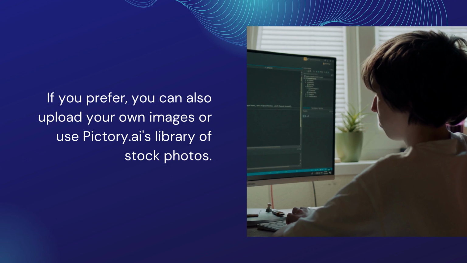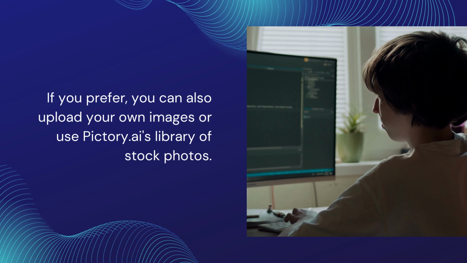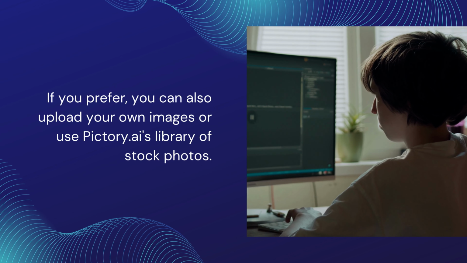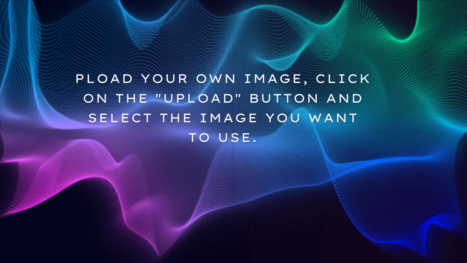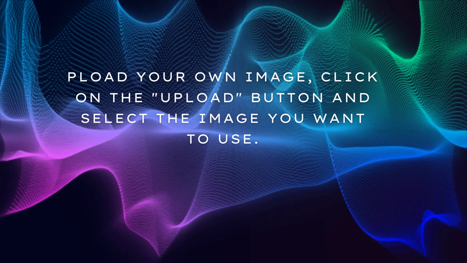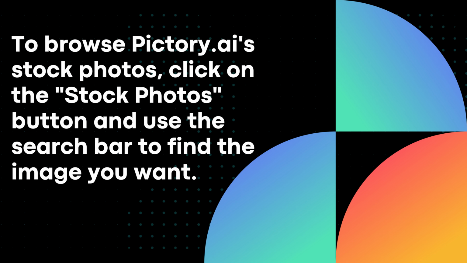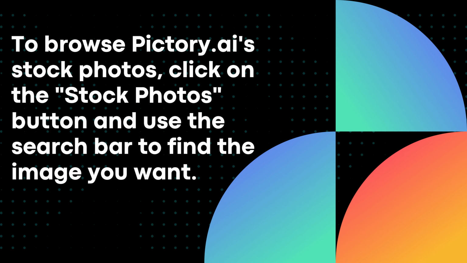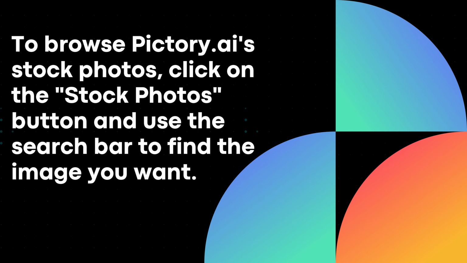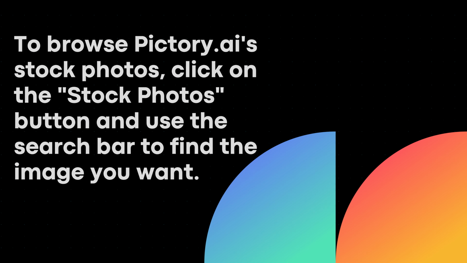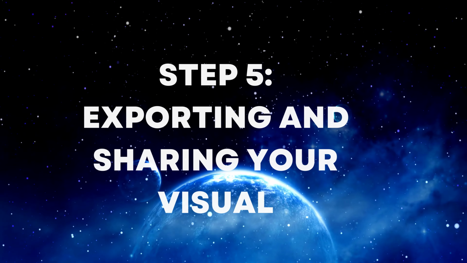If you prefer, you can also upload your own images or use Pictory.ai's library of stock photos. To upload your own image, click on the Upload button and select the image you want to use. To browse Pictory.ai's stock photos, click on the Stock Photos button and use the search bar to find the image you want. Step 5. Exporting and sharing your visual.